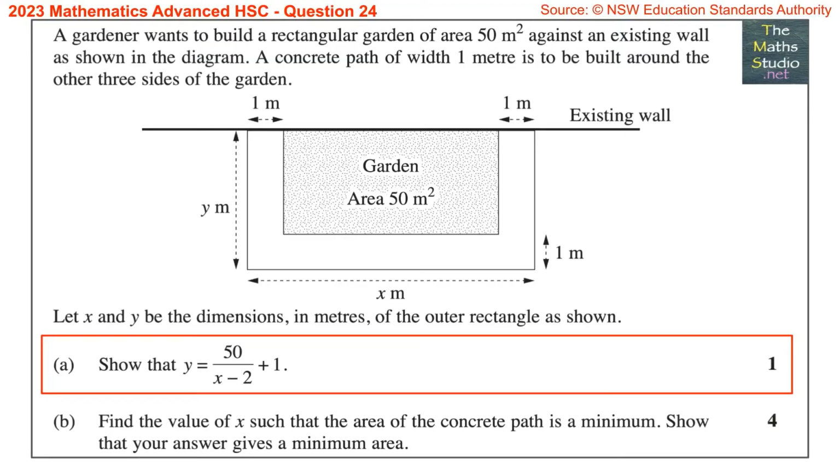Question 24. A gardener wants to build a rectangular garden of area 50 square meters against an existing wall as shown in the diagram. A concrete path of width 1 meter is to be built around the other 3 sides of the garden. Let x and y be the dimensions, in meters, of the outer rectangle as shown. Part A. Show that y equals 50 over x minus 2 plus 1.